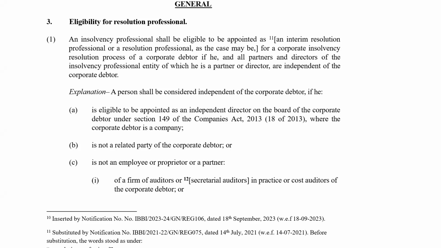Suppose there is an IPE, right? And in the IPE, 10 partners are there. So, not only the person who is proposed to be appointed, but the other partners or directors also should be independent. And how has this independence to be ascertained? Number one, if he is eligible to be appointed as an independent director on the board of the CD, where the corporate debtor is a company. And those qualifications, those conditions are given in section 149 of the Companies Act. He should not be a related party of the corporate debtor. The concept of related party we have seen in section 5 subsection 24. Or he is not an employee or proprietor or partner of a firm of auditors or secretarial auditors in practice or cost auditors of the corporate debtor.